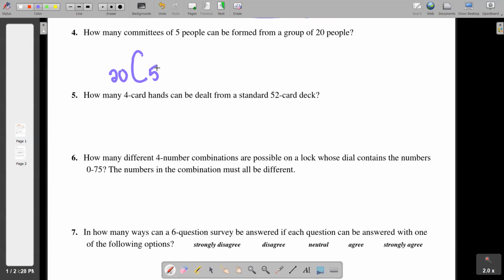Why do I know to do the C and not the P? Why NCR and not NPR? And why do I know it's a combination and not a permutation? Good job, Haley, because order doesn't matter. With a committee of people, the order is irrelevant. If you just grab a group of 5 people, they are what they are. It's a group of 5. So when order doesn't matter, we use the C. So this is 20C5, and that one comes out to be 15,504. End of story.